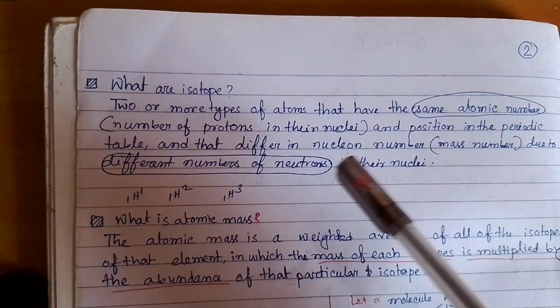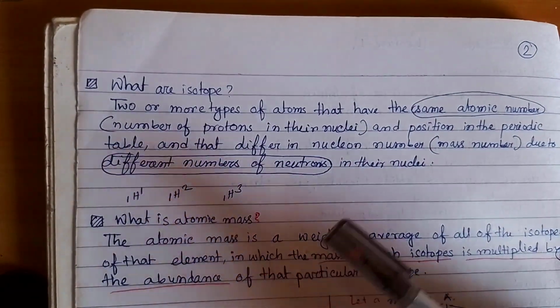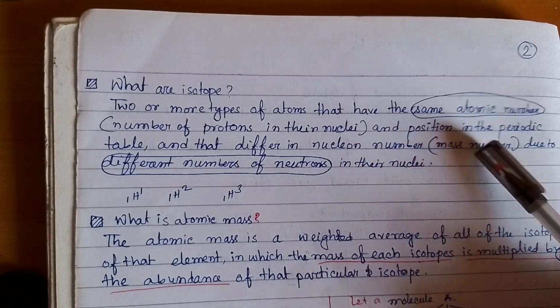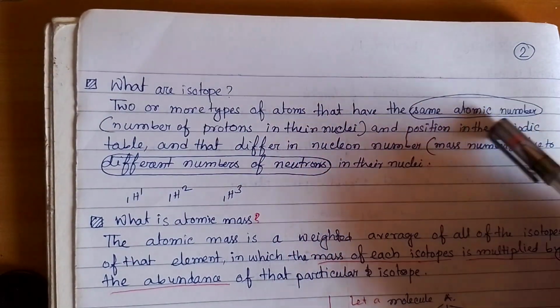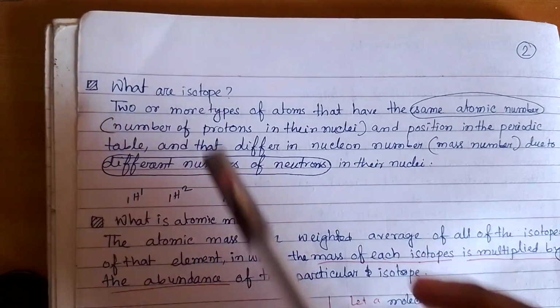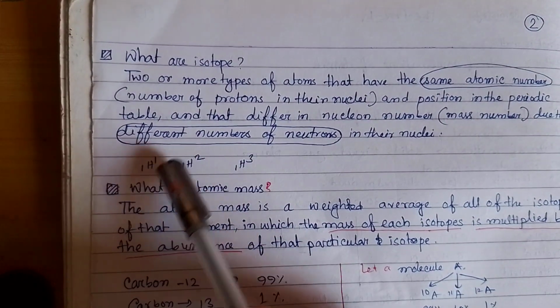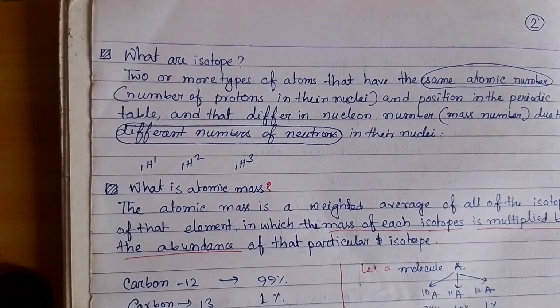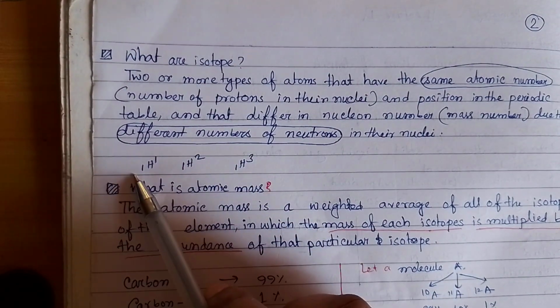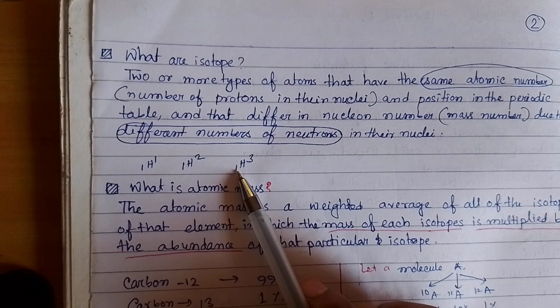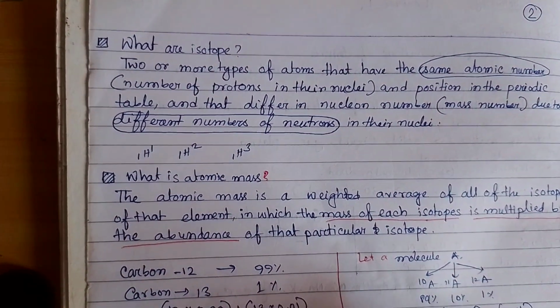But there may be a different number of neutrons in the nuclei. The main thing is the atomic number is the same, and that is called an isotope. For example, protium, deuterium and tritium: these are 1H1, 1H2 and 1H3. In these cases you can see the 1, 1, 1, which means they have an equal number of protons. So what is atomic mass?